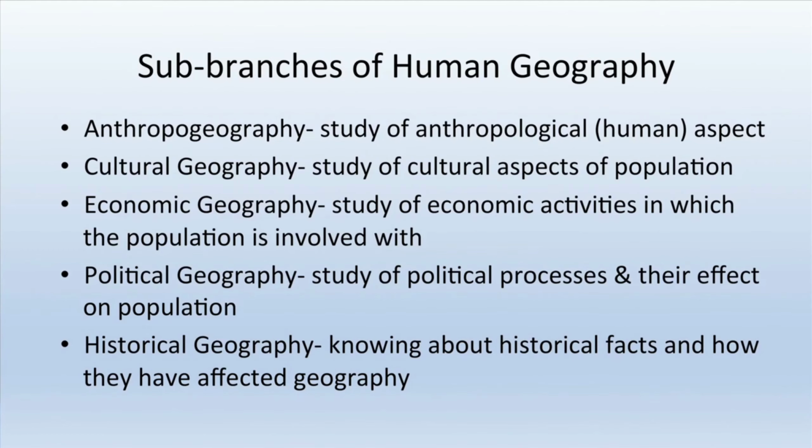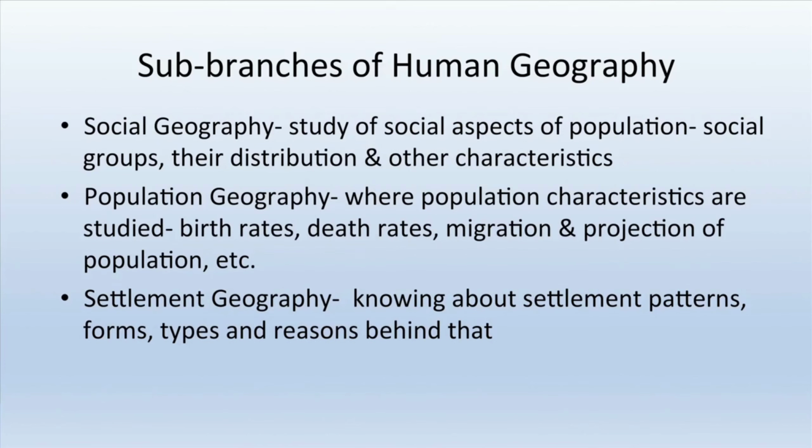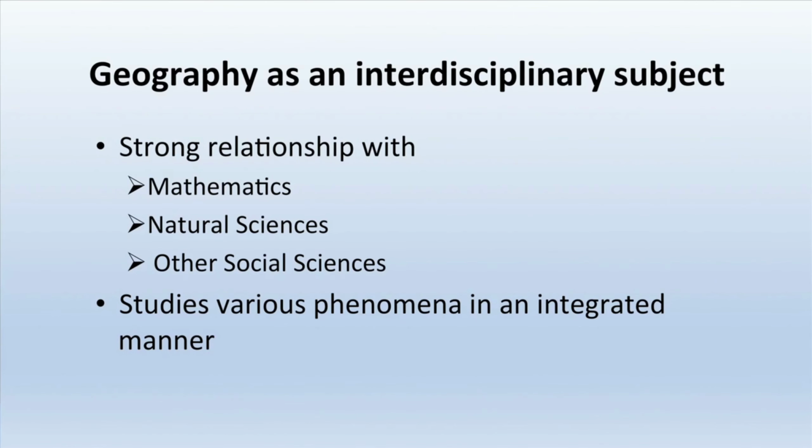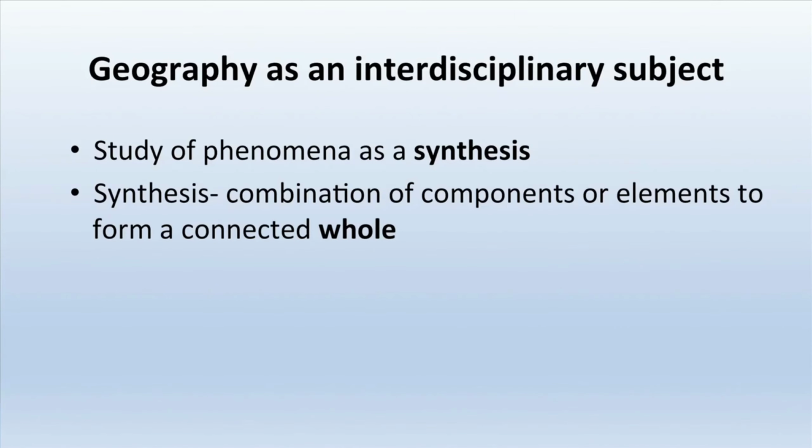With all these things, you must have understood that geography is not purely a social science or purely a science. So, geography is basically an interdisciplinary subject which has strong relationships with mathematics, natural sciences and social sciences as well. It studies various phenomena in an integrated manner as a synthesis. What is synthesis? Synthesis is the combination of components or elements to form a connected whole. So, everything is taken together in a synthesis manner. So, they complement, supplement each other and they act as a whole.